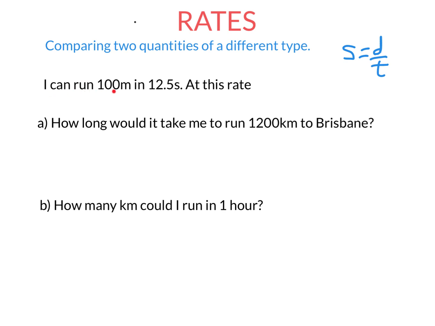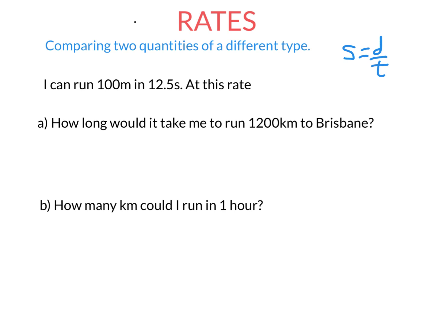So let's say I can run 100 meters in 12.5 seconds, and at this rate we're going to calculate how long it would take me to run 1200 kilometers and how many kilometers I could run in 1 hour. When you're doing a question like this, it's easiest to first write the rate. When you're writing rates, it's something per something. So speed's distance over time.